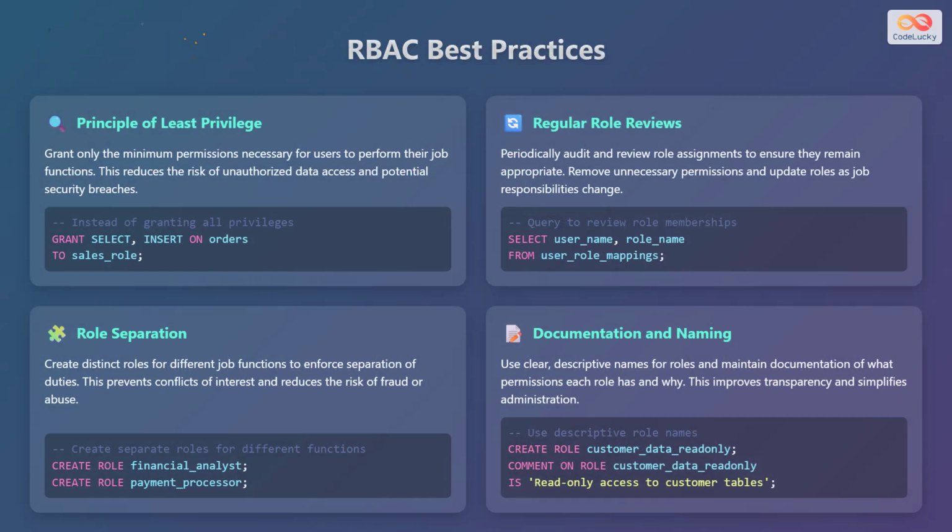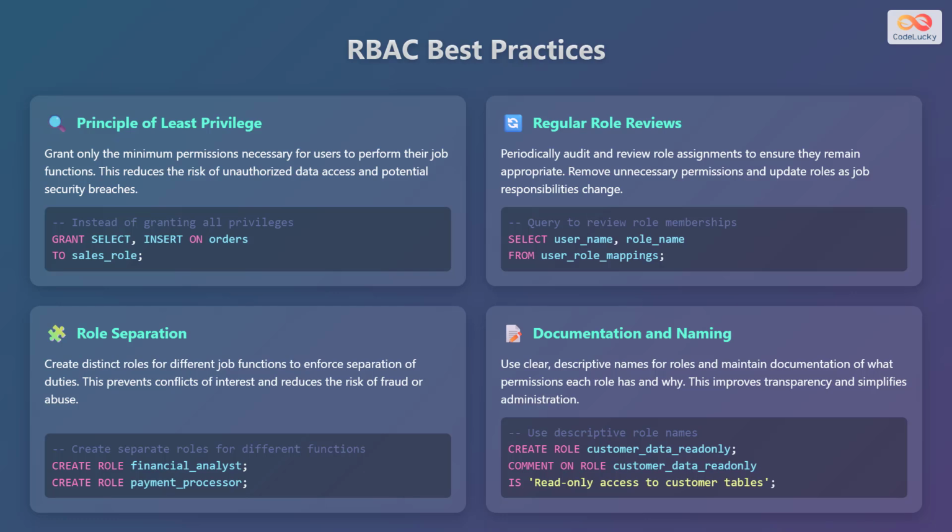Let's explore some best practices for implementing role-based access control. First, adhere to the principle of least privilege, granting only the minimum permissions necessary for users to perform their job functions. This reduces the risk of unauthorized data access and potential security breaches. Second, perform regular role reviews, periodically auditing and reviewing role assignments to ensure they remain appropriate. Remove unnecessary permissions and update roles as job responsibilities change.